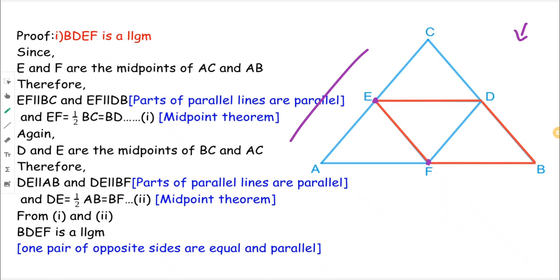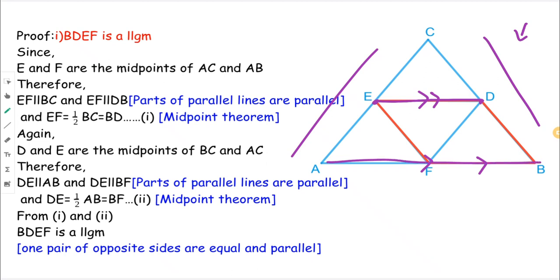Once again, the question has given to us that D and E are the midpoints of the sides AC and BC, right? Which means we can say that this line ED is parallel to this line AB, but we'll take it to be again ED is parallel to BF. Okay, and also ED is half times AB, right? But that half times AB will be taken to be equal to BF, once again because we need that side.